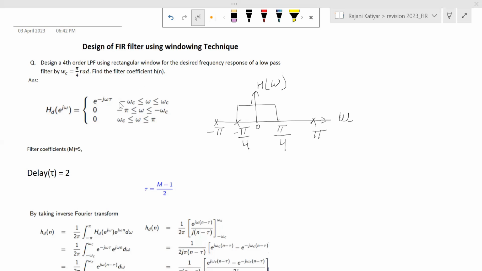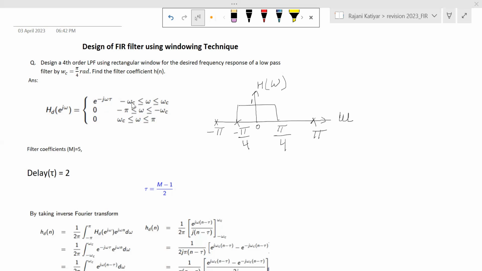The same information can be interpreted in a mathematical way: Hd(e^jω) equals e^(−jωτ), where τ indicates the number of delays, and the delay value equals (M−1)/2, where capital M is the number of filter coefficients, and the value assigned here is 5. So the τ value is 2, that is the number of delays. The magnitude here is 1, and the phase is depicted by e^(−jωτ). This is the information in the range of −ωc to ωc.